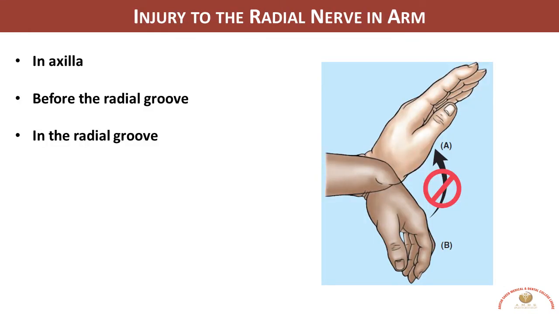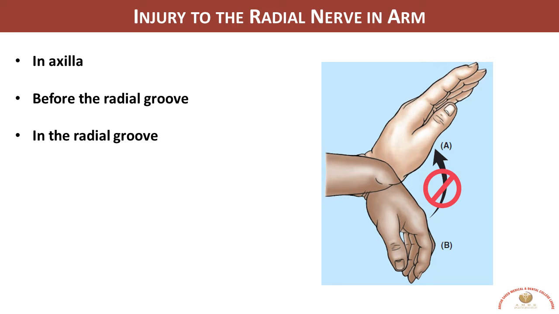Now, what happens whenever there is an injury to the radial nerve? The injury to the radial nerve in the arm mainly occurs in three different areas. It may occur in the axilla. It may occur in fractures of the shaft of the humerus. So, in the axilla, most commonly the injury occurs because of the pressure of crutches, or because of a person sleeping in an armchair with the limb hanging over the side of the chair. So this causes pressure on the axilla, and it causes damage to the radial nerve.